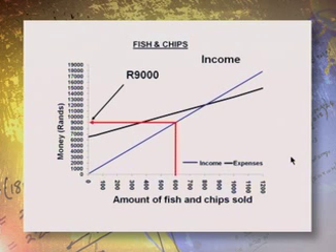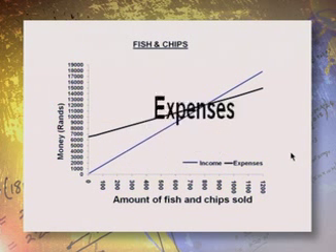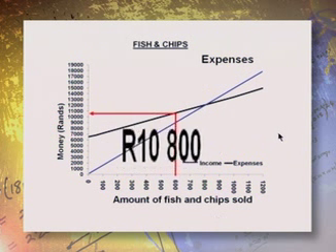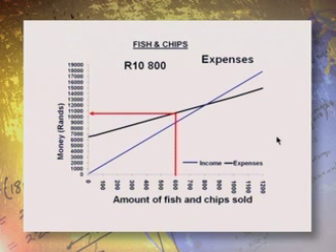Now, what about his expenses? The expenses are a bit different because we go right up to the expense line. Let's read it off there, and if you estimate, it is about 10,800 Rand. That's his expenses. Remember, at 600, he's not going to make a profit. There's going to be a loss. It's only at break even, at 800, that it happens.